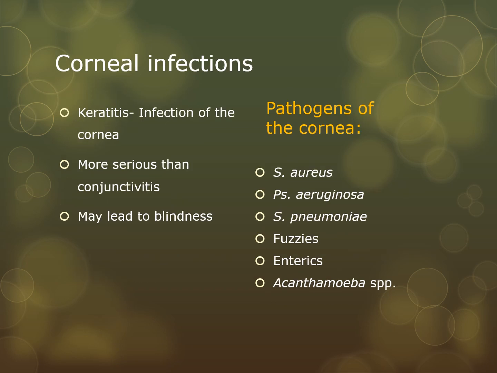Corneal infections include keratitis, which is very painful. This is an infection of the cornea. Viral keratitis, parasitic keratitis, and fungal keratitis are all examples of infections of the cornea. This is more serious than conjunctivitis and may lead to blindness. Some pathogens of the cornea would be Staph aureus, Pseudomonas aeruginosa, Streptococcus pneumoniae, the fuzzies, which are the fungi, enterics, and Acanthamoeba, which is a parasite.